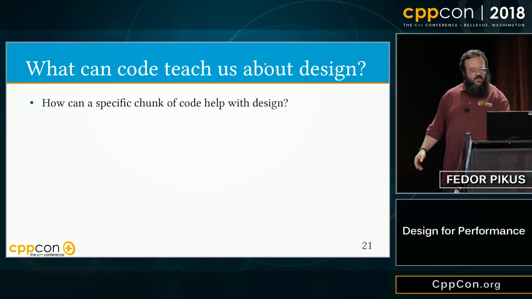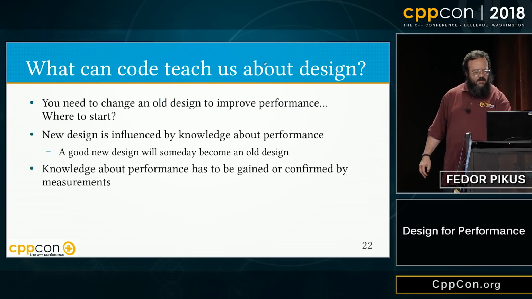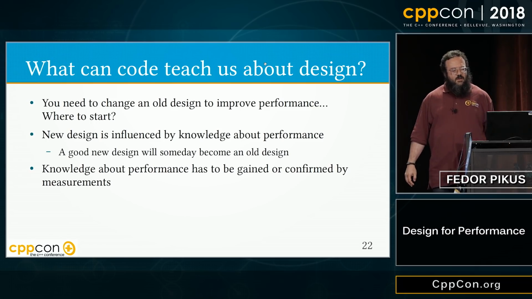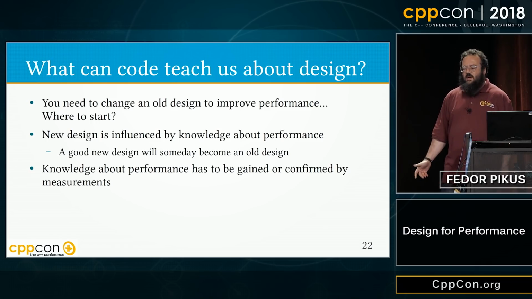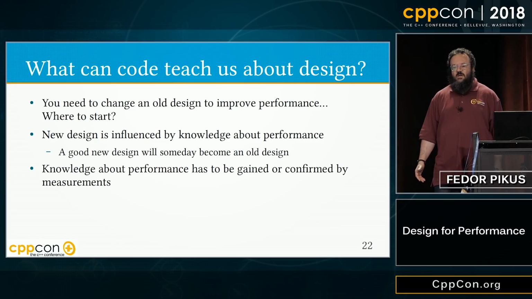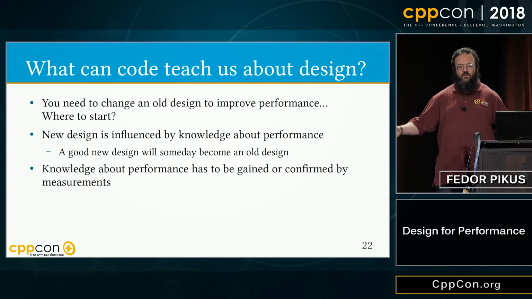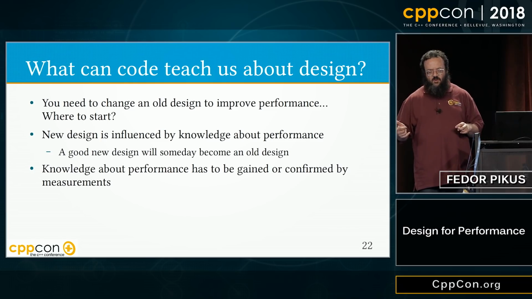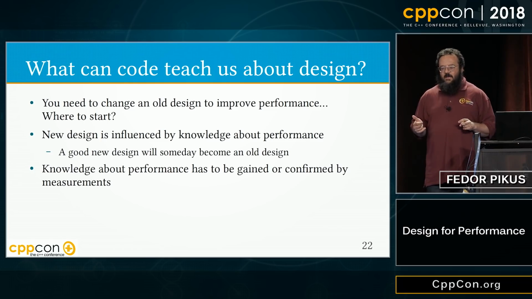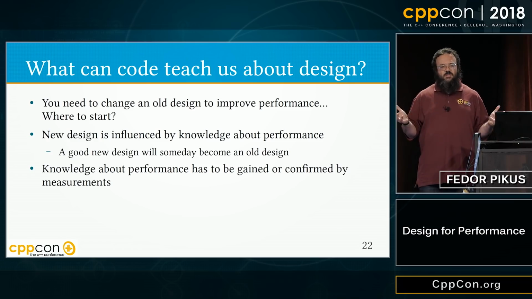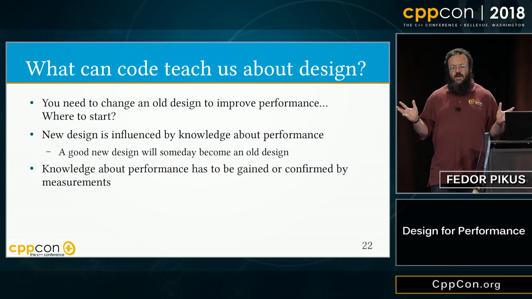So how would diving into a particular chunk of code help you with the design? If you have an old design and you want to improve performance, all you have is a lot of code. Where do you start working with performance? Now, we're talking about designing for performance, so we have the new design. Well, your new design will be an old design someday. So you have to think about how you are going to improve its performance. And to improve its performance, you have to know something about performance. And performance knowledge has to be gained through measurements.